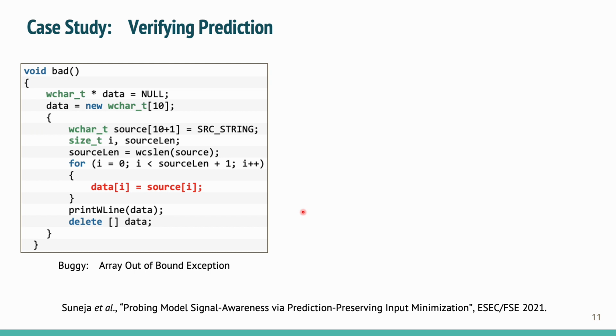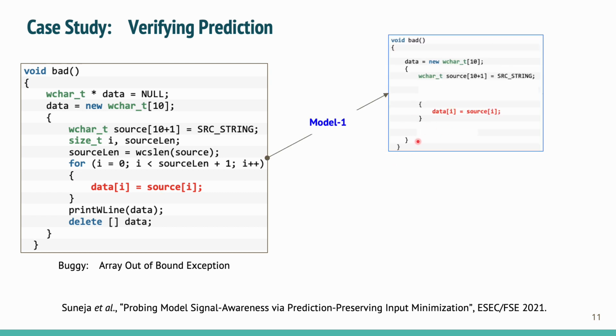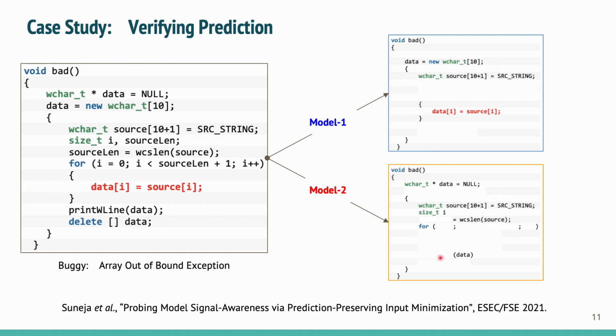We can also use the reduced program to verify the model's prediction. For example, this program is a buggy program that contains an array out of bound exception. And this is the part of the program that a model considers as buggy, where the true bug exists in the reduced program. And this is the portion of code that another model considers as buggy, but the correct bug is not present in this reduced program. So in this way, by comparing the existence of the true bug in the reduced program, we can verify whether the model is learning the correct signal.